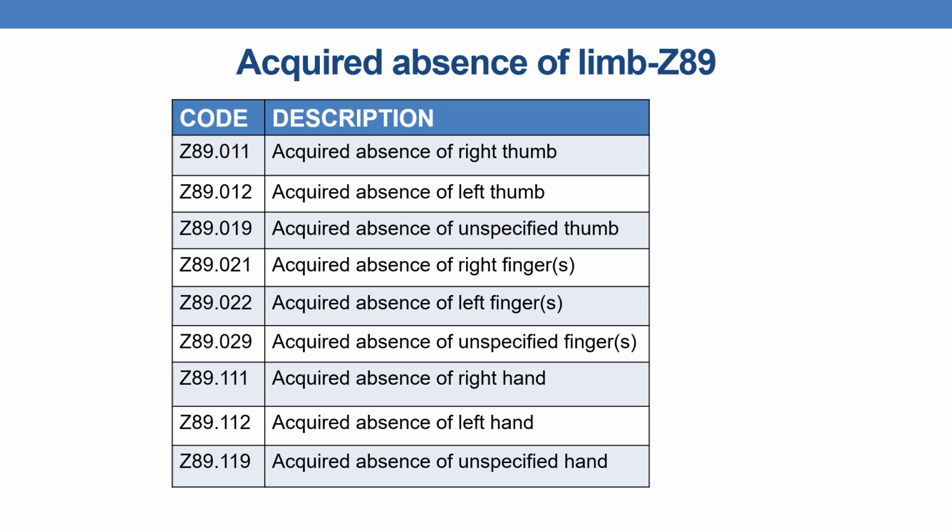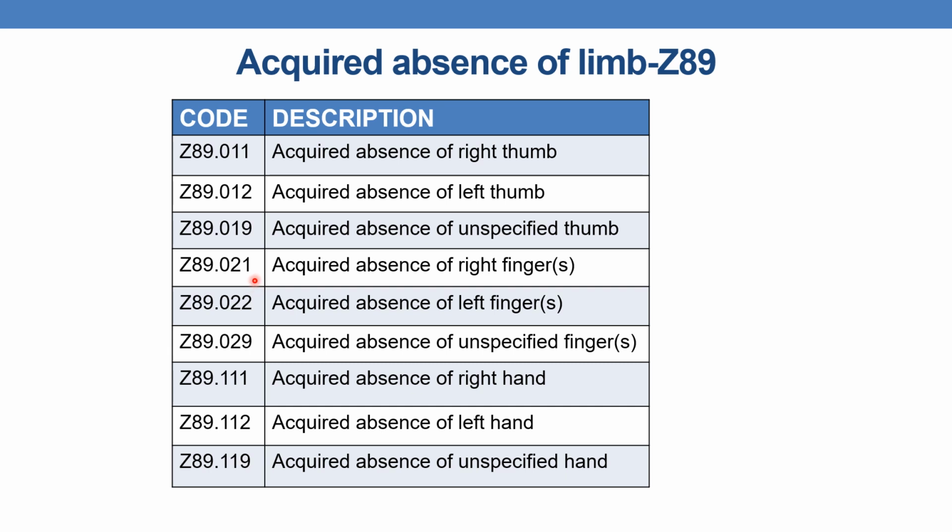First code is Z89.011. It indicates acquired absence of right thumb. The next is Z89.012. It indicates acquired absence of left thumb. And finally Z89.019. It deals with acquired absence of unspecified thumb. The next is Z89.021. Here, fifth digit 1 indicates thumb and fifth digit 2 indicates ring finger.